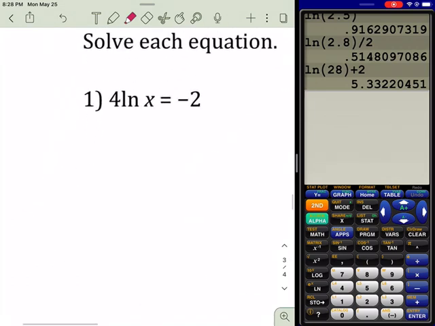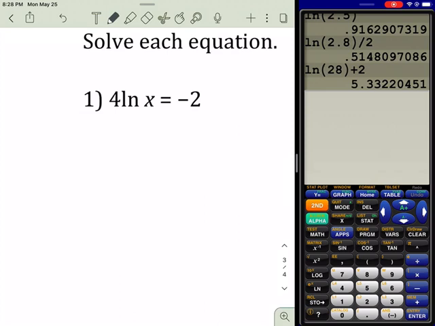Let's try this guy. Again, we want to start by making sure there's nothing with our log, so let's get rid of that 4. Because if I make it an exponent, I get x to the 4th is equal to -2, and that doesn't make any sense. So I'm going to divide both sides by 4 first, and that's going to make our lives easier if there's a number in front.